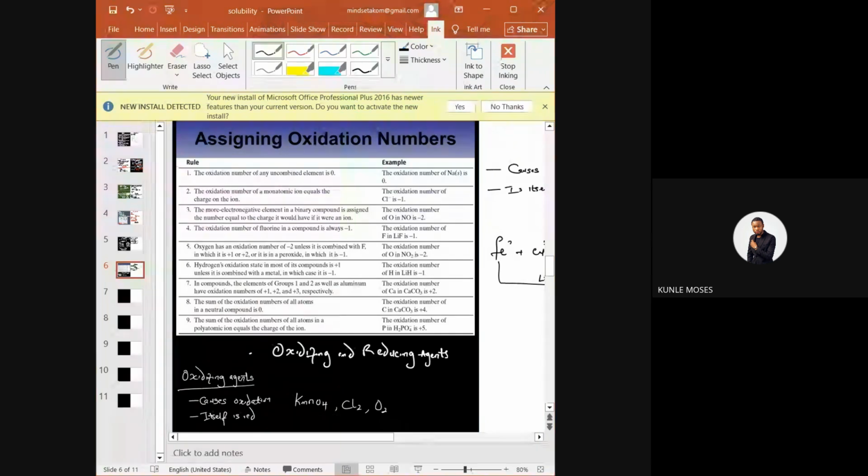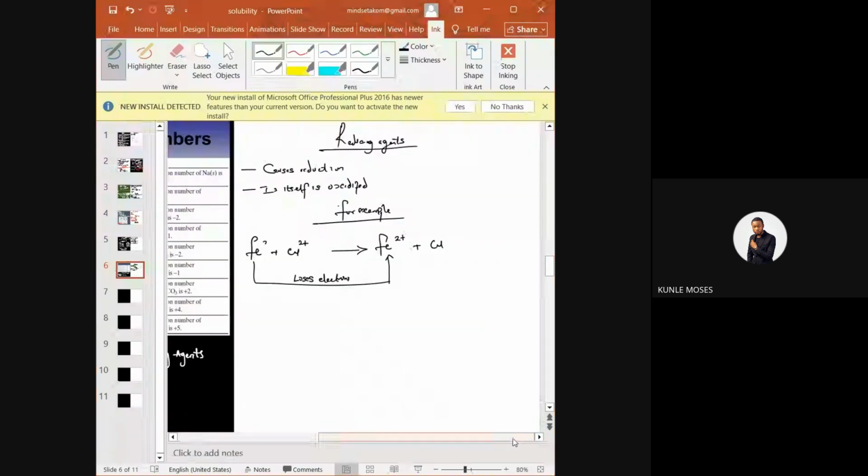So any agent that causes oxidation, we refer to as an oxidizing agent. Now, how do we know these agents? They themselves will become reduced. So any species that is reduced is the one causing oxidation, so we refer to them as oxidizing agents. Is that taken?